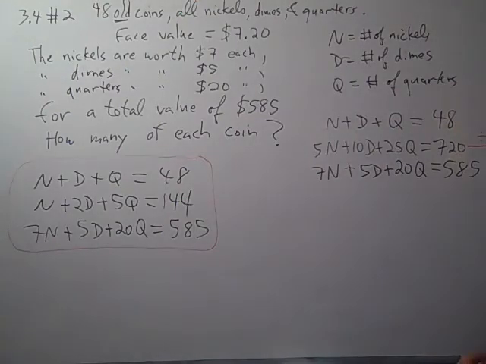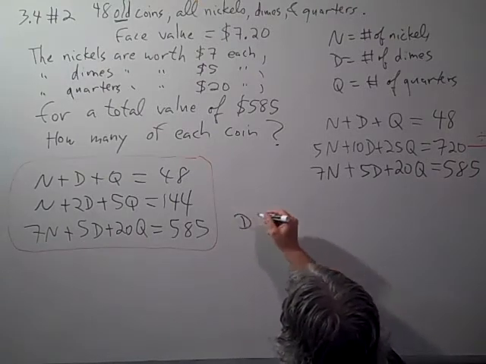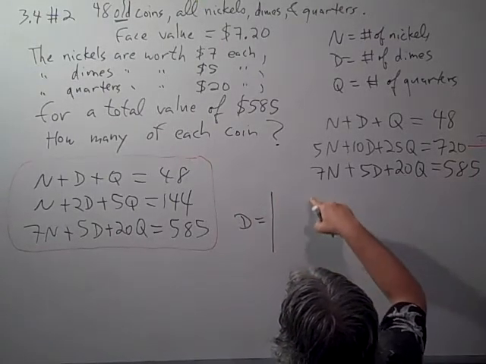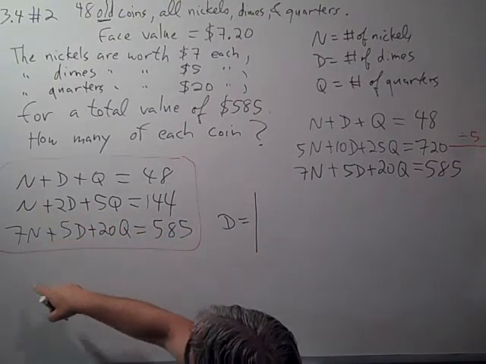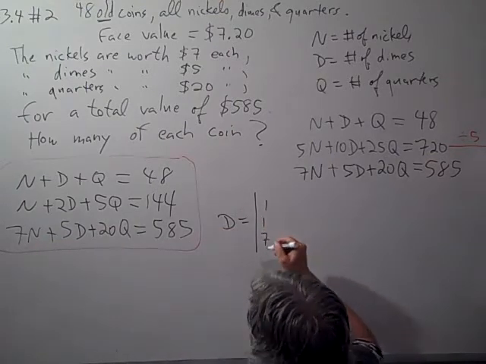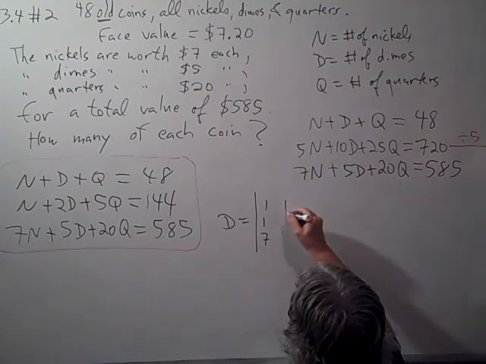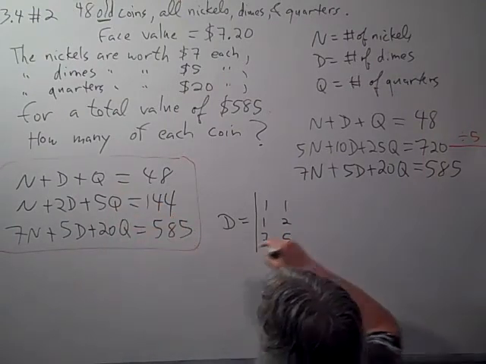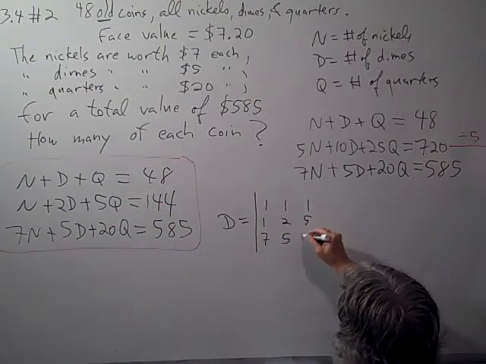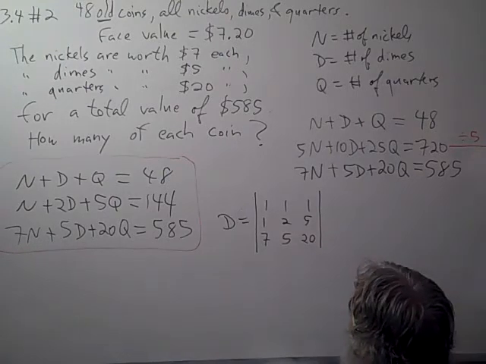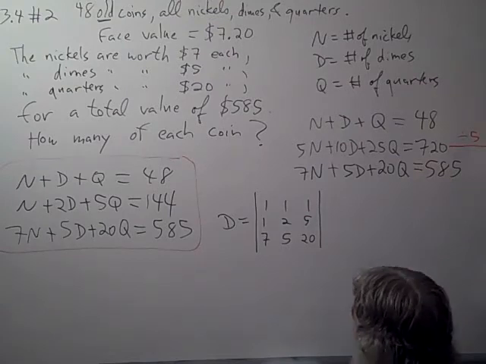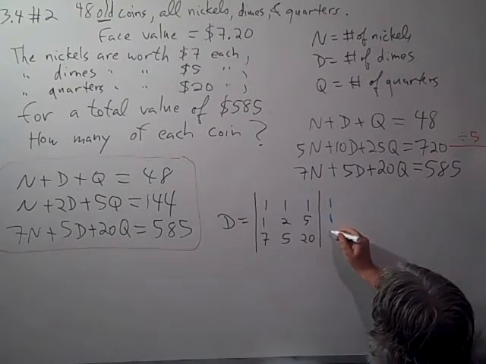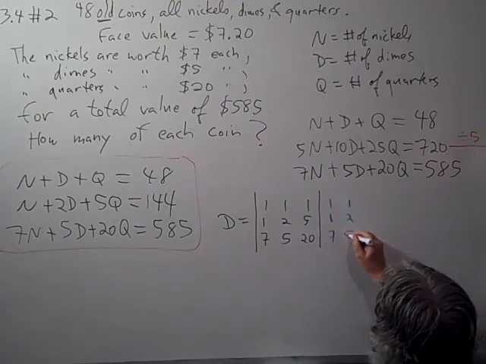First we need to find the determinant D, so let's calculate that. D is equal to the determinant of the matrix of coefficients on the left side here. The coefficients of N are 1, 1, 7. The coefficients of D are 1, 2, 5. And the coefficients of Q are 1, 5, 20. So to find the determinant of this, we copy the first two columns again: 1, 1, 7, 1, 2, 5.